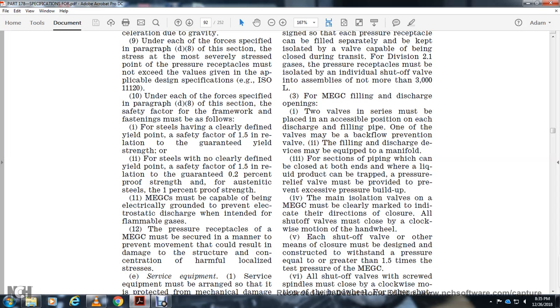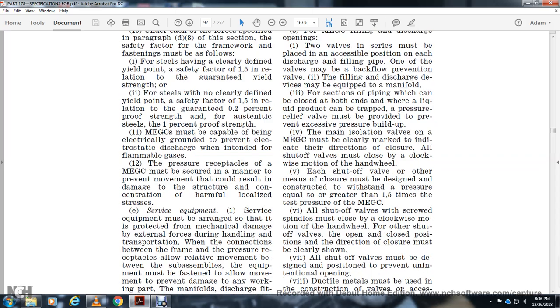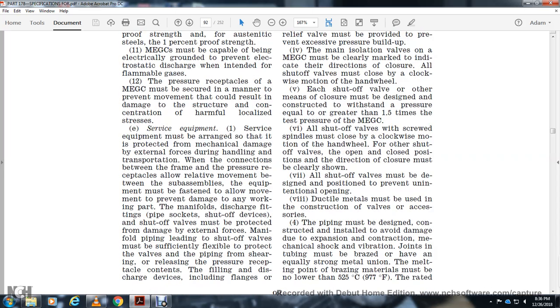All shut-off valves must close with a clockwise motion on the hand wheel. Each shut-off valve and other means of closure must be designed and constructed to withstand a pressure equal to or greater than 1.5 times the test pressure of the MEGC. A shut-off valve with a screw spindle must be closed with a clockwise motion of the hand wheel. If there are other shut-off valves, the open and closed positions and the direction of closure must be clearly shown. All shut-off valves must be designed to prevent unintentional opening.